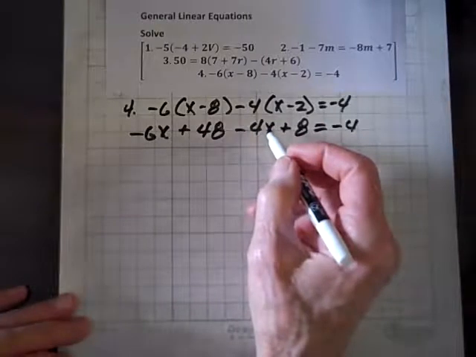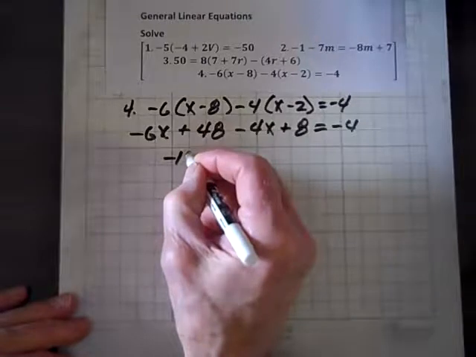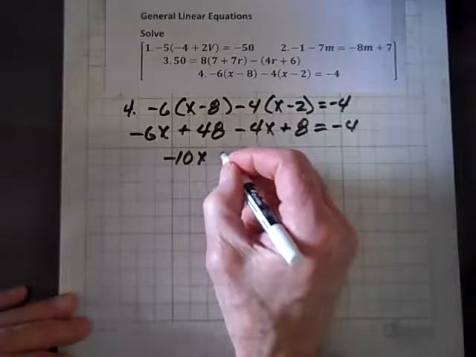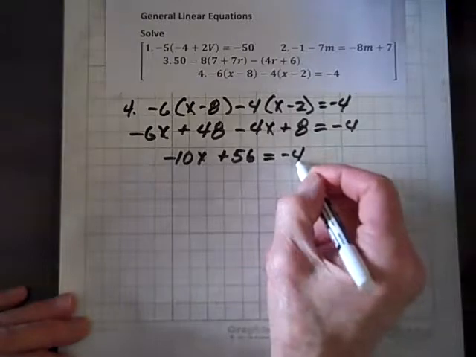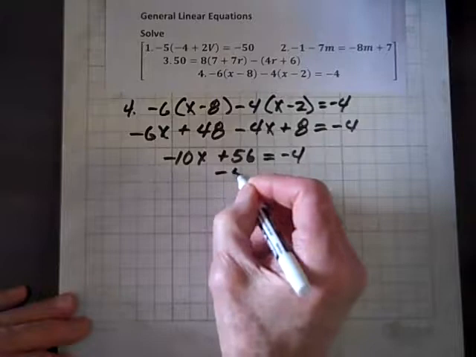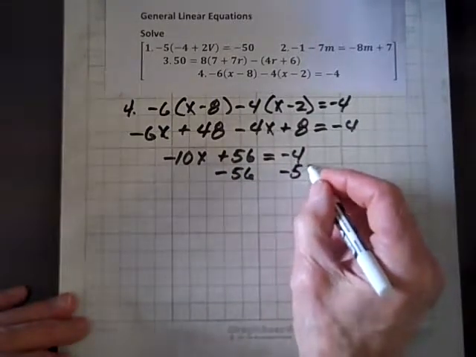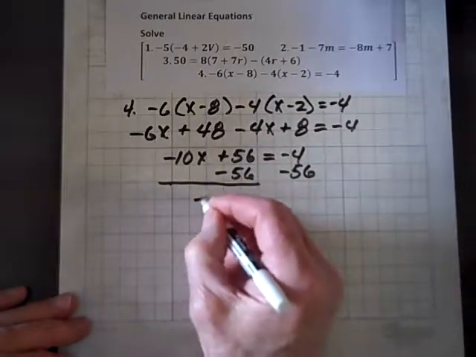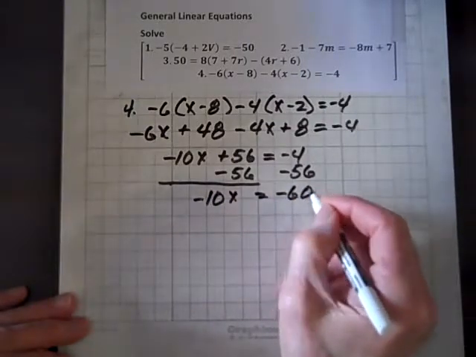Now let's gather up like terms. So negative 4x minus 6x is negative 10x, and 48 plus 8 is 56, and that equals negative 4. So now let's subtract 56 from both sides. So we isolate that term with the variable in it. When we do that, these add out, we wind up with negative 10x equals negative 60.